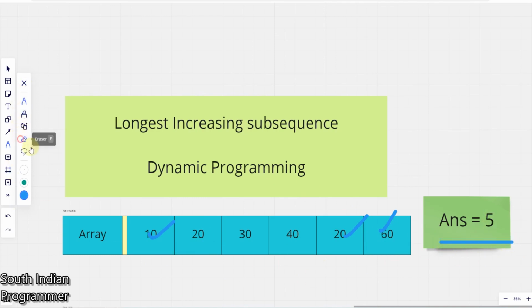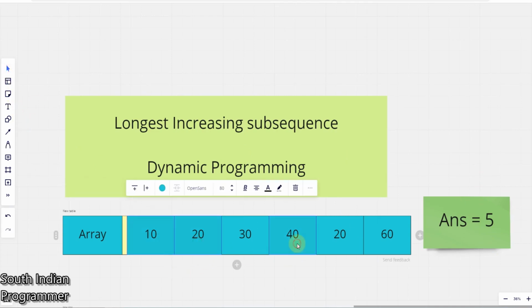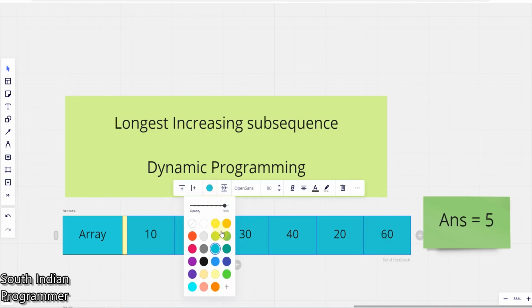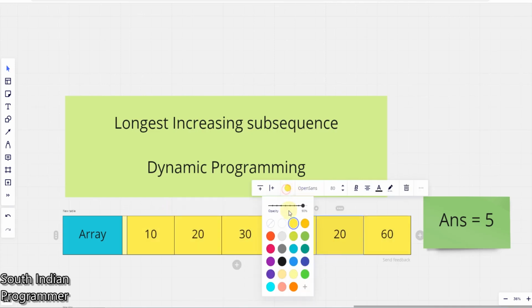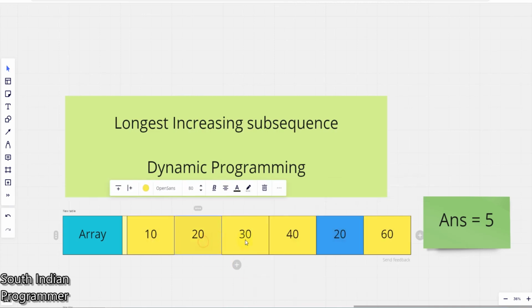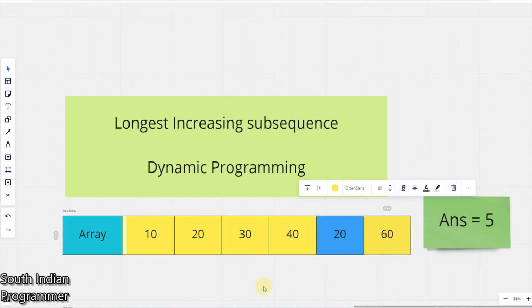So that's the number you are going to print as the answer, 5. You're not going to print the actual numbers, you're just going to print this 5. So the answer will be 5. This is the answer: 10, 20, 30, 40 and 60.